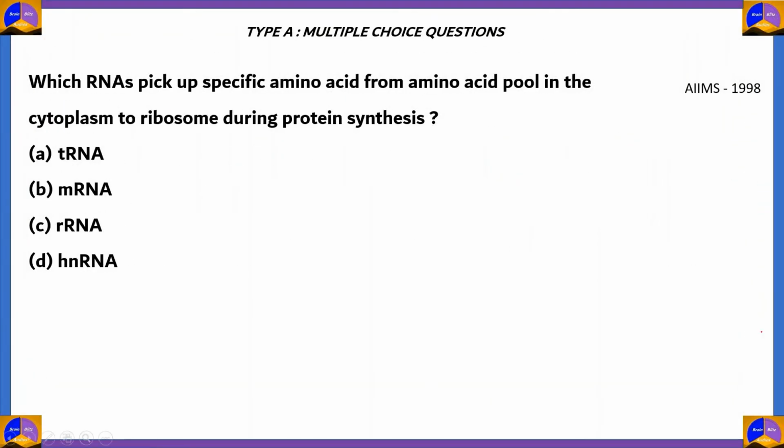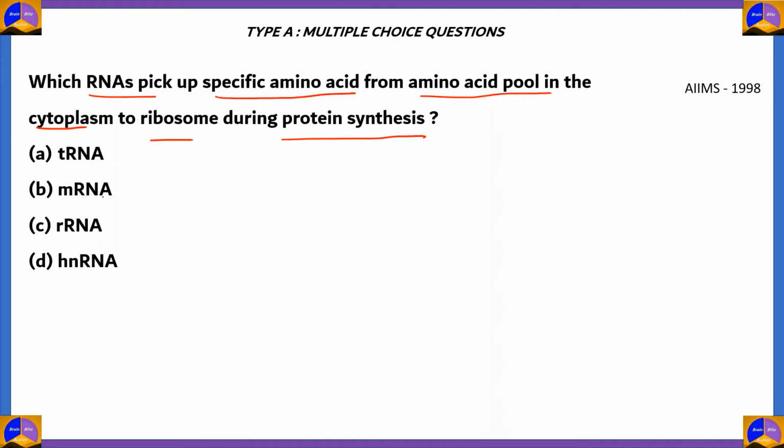Let's look at this question. Which RNAs pick up a specific amino acid from the amino acid pool in the cytoplasm to the ribosome during protein synthesis? Which of these RNAs help in the formation of proteins by picking up amino acids and joining them together to form polypeptides? So these are our options: tRNA, mRNA, rRNA, and hnRNA.